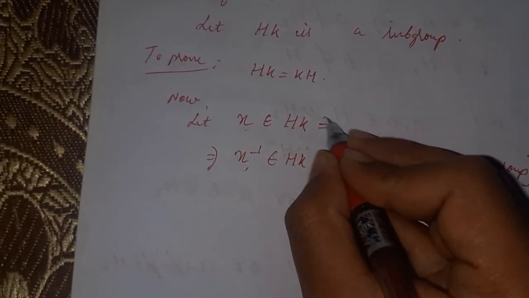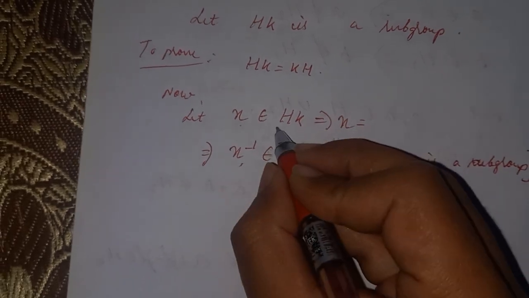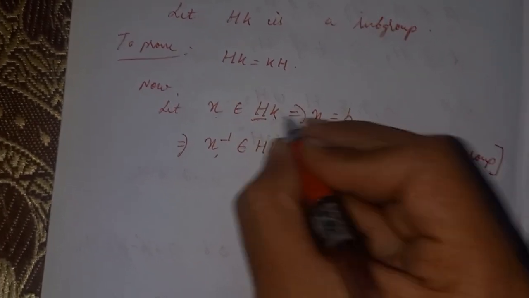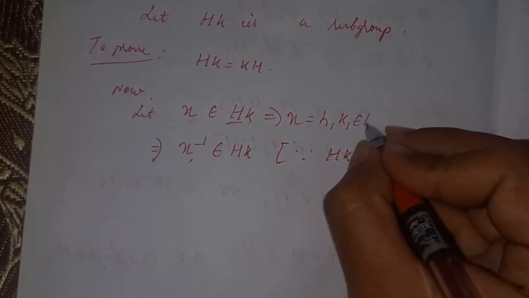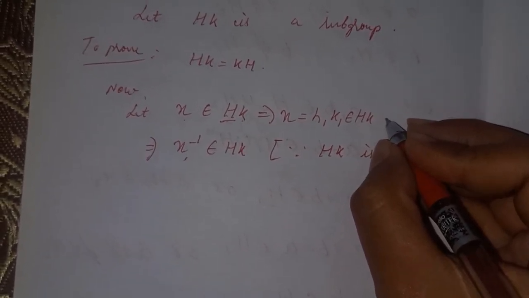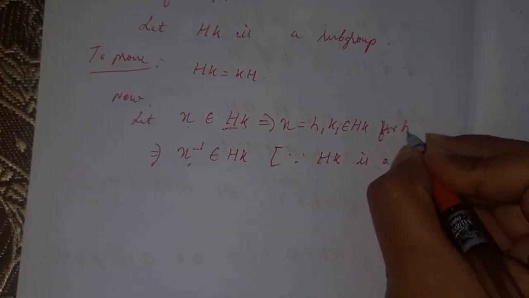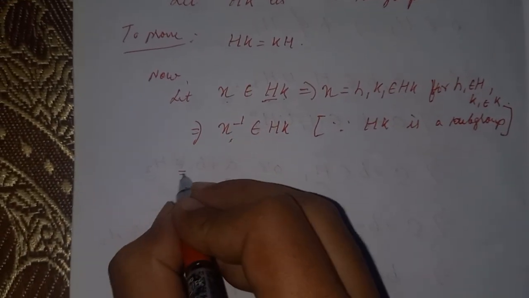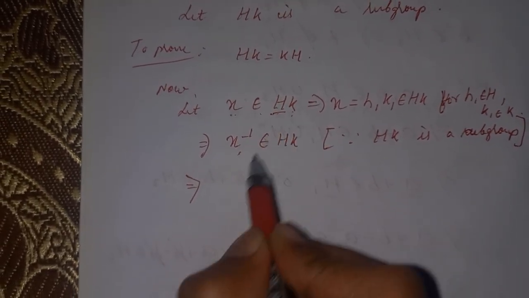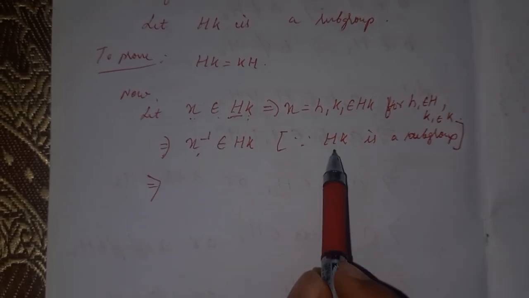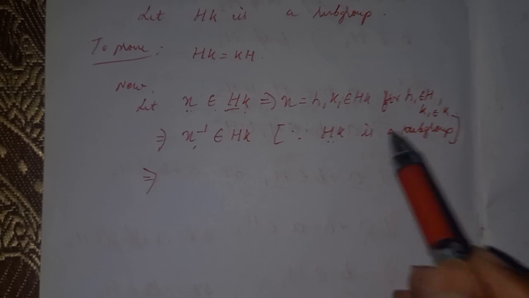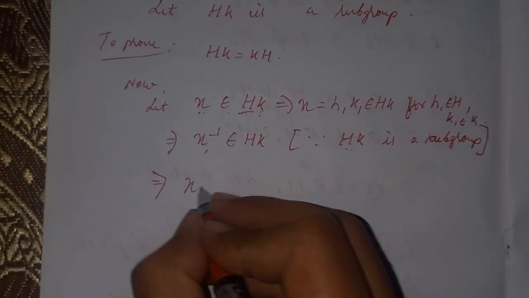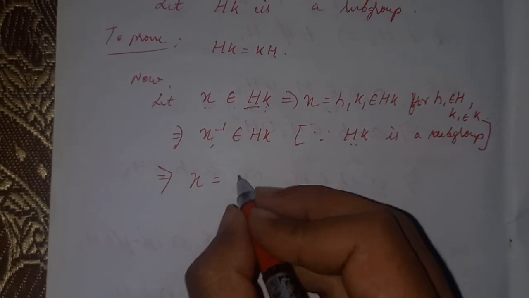Now x belongs to HK. It means that x will be equal to h1 k1, where the first element is from H, which is h1, and the second element is from K, which is k1, belonging to HK, for h1 belongs to H and k1 belongs to K. Now, since HK is a subgroup, HK is also a group, so it will also contain the inverse of all its elements.